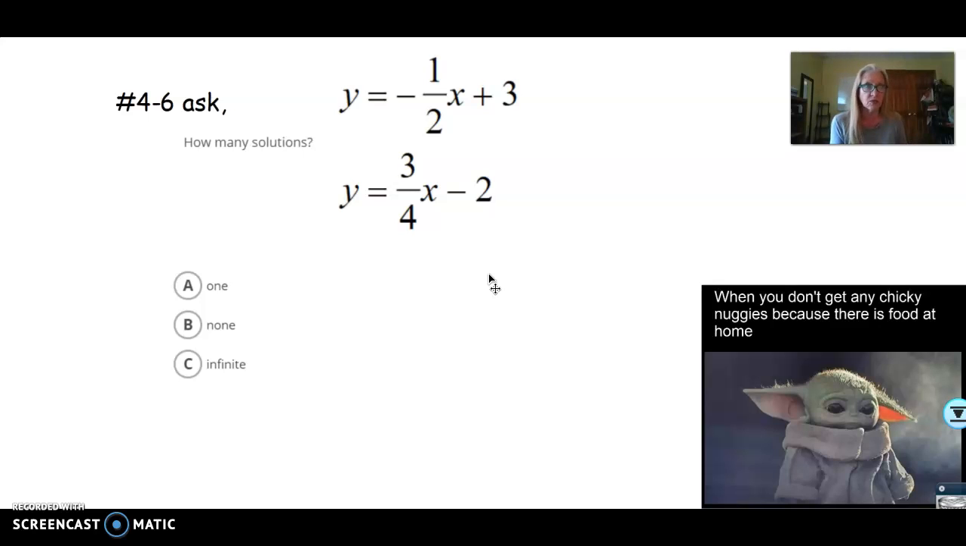Okay, that's the end of the story. They're going to run into each other one time. They're straight lines. They will never meet again. So a system like this with different slopes is going to have one solution.